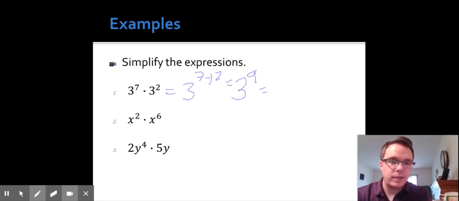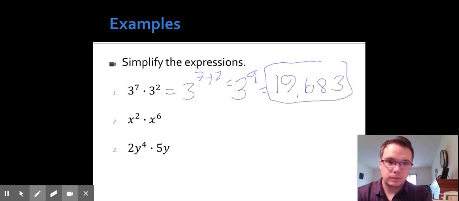And if I put 3 to the 9th in the calculator, because I need to, because 3 is a number, and I know what 3 times 3 times 3 times 3 times 3 times 3 times 3 times 3 times 3 is, it is 19,683. So that expression simplified is that number.